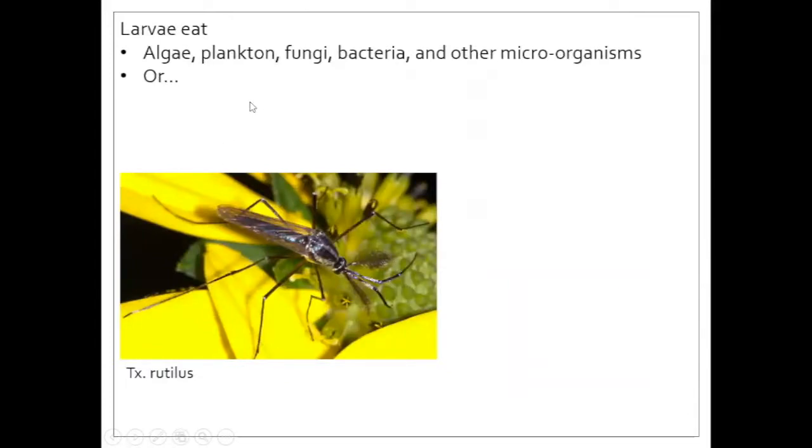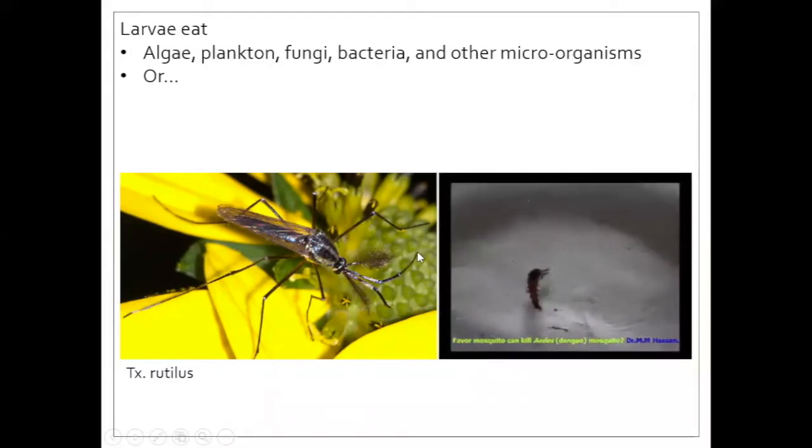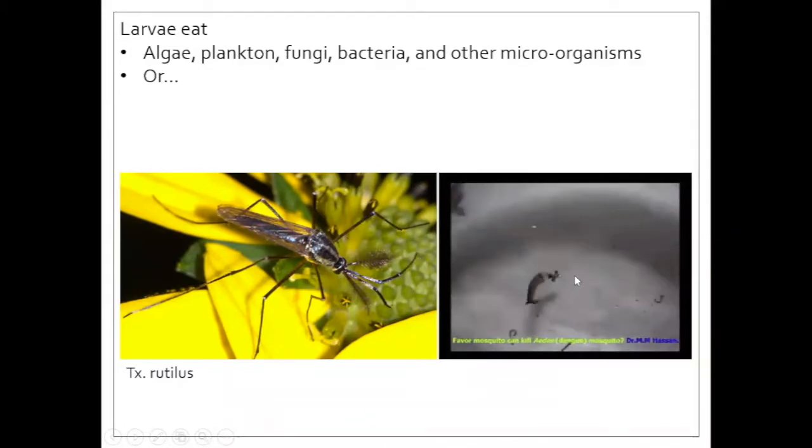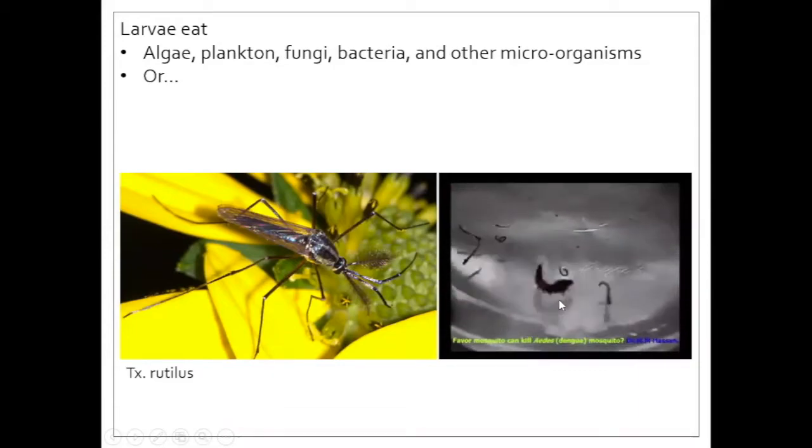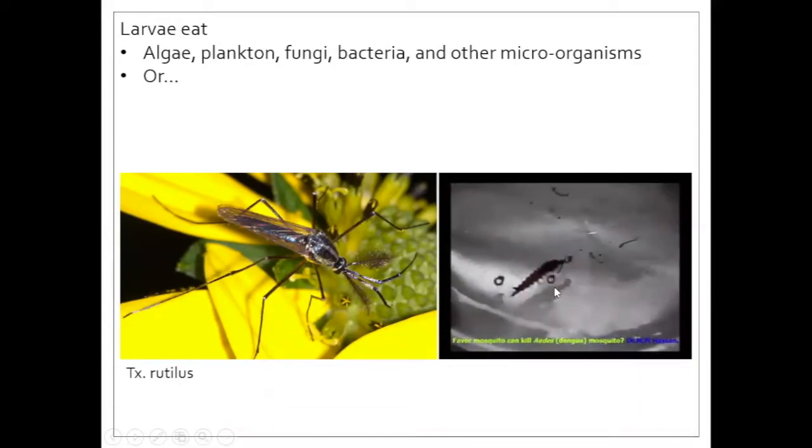As larvae, they're going to be mostly feeding on microorganisms and detritus, like broken up debris from leaves or plant material. They're going to be feeding on algae, plankton, fungi, bacteria, or in the case of this mosquito down here on the bottom, the elephant mosquito, this mosquito, as a larva, feeds on other mosquitoes. You can see that giant mosquito larva feeding on all these other mosquito larvae.